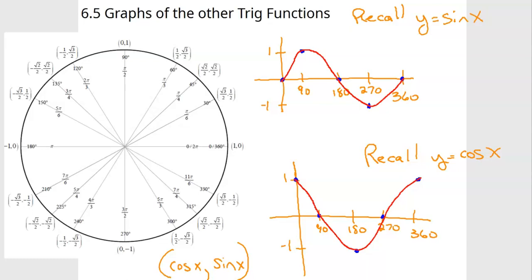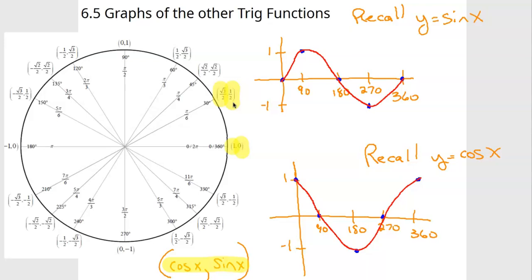This is 6.5, graphs of the other trig functions. We've already graphed sine and cosine, and it's all based on the unit circle. So a couple things to remind ourselves about. Every single point on the unit circle is made up of cosine, then sine. The first coordinate of every single point is cosine, then sine.